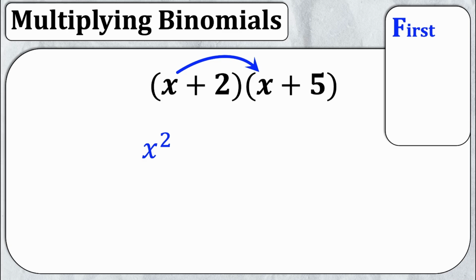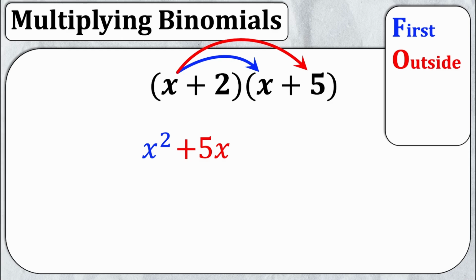The next bit of multiplication we do are the outside terms. So these are the terms on the outsides of the two brackets. So in the first set of brackets, that would be the x, and in the second set, that would be the 5. These are on the outside of the expression. Now, x times positive 5 is just positive 5x.